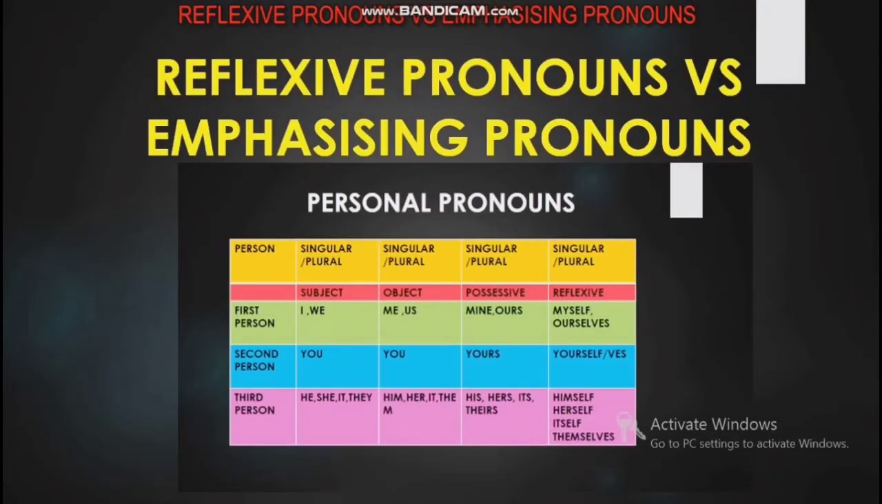Reflexive pronouns versus emphasizing pronouns. As we have already studied in my previous videos, these reflexive pronouns are also known as the compound pronouns because they are made up of two words. For example, my plus self makes myself, our plus selves makes ourselves, and likewise you can see till the third person. So they are basically formed from the subjective personal pronouns, and these reflexive pronouns are referring to the personal pronouns in all the three persons.